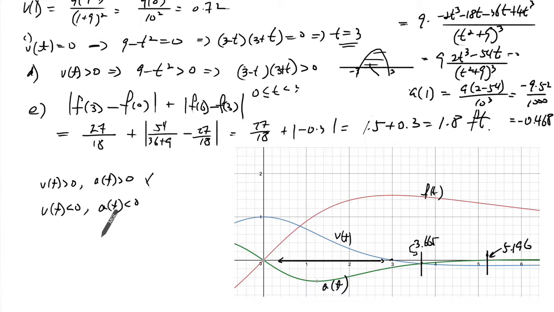So it is speeding up. The only t values where it's speeding up are between 3.665 and 5.196.